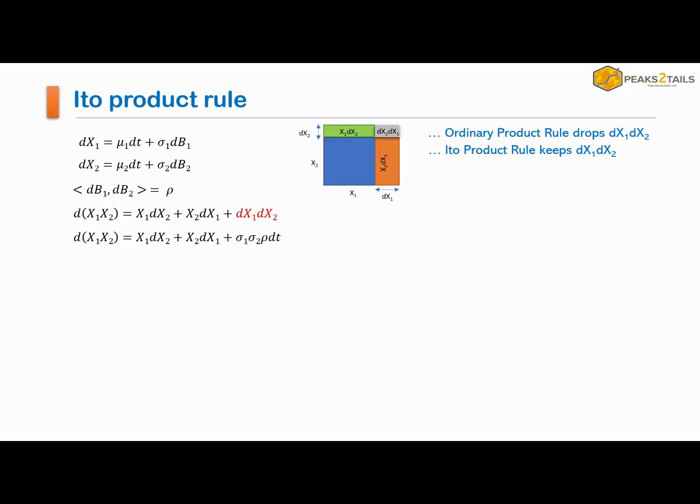All right, so in stochastic calculus, the expression for d of X1 and X2 is actually given as X1 dX2 plus X2 dX1. This is the common part with ordinary calculus. Then we have sigma1 sigma2. As per these two processes, we have sigma1 sigma2 times rho dt. Rho dt is coming from dB1 times dB2.